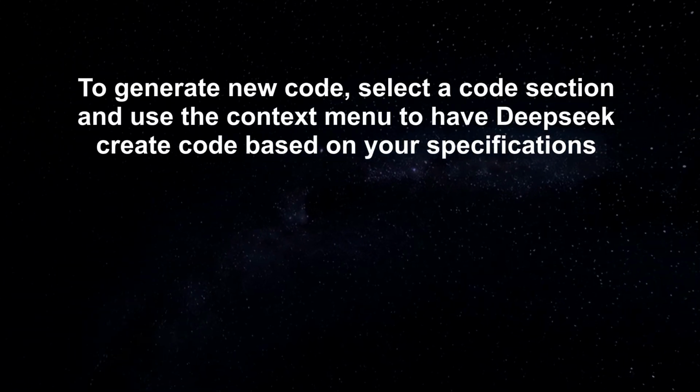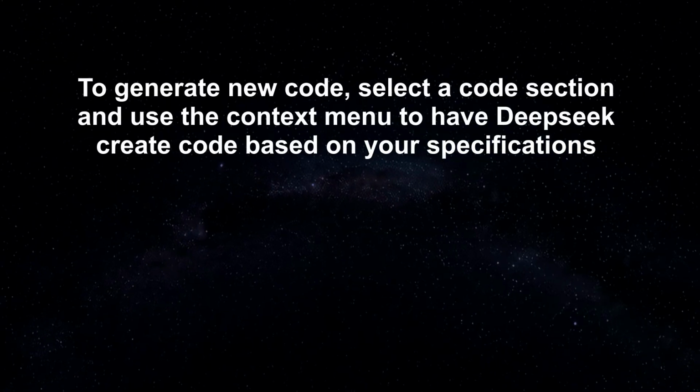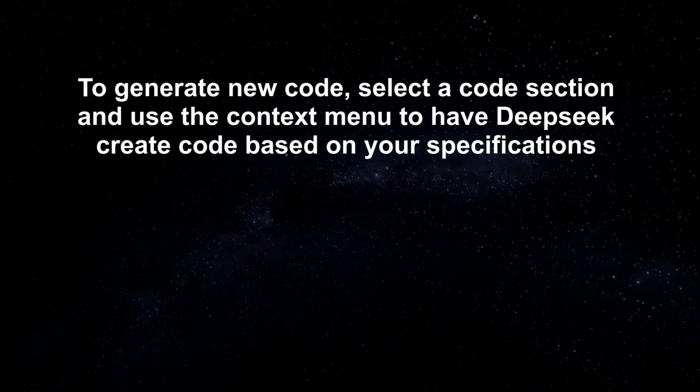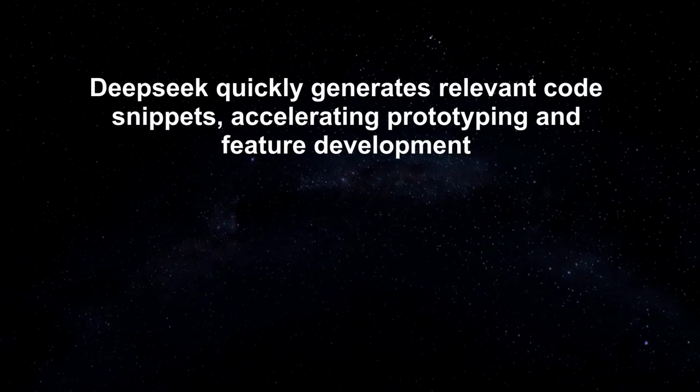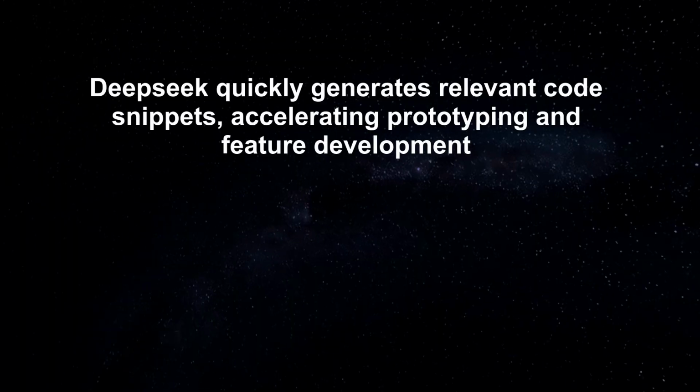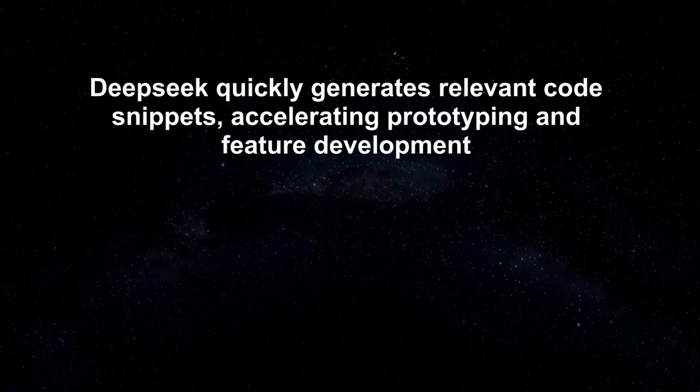To generate new code, select a code section and use the context menu to have Deepseek create code based on your specifications. Deepseek quickly generates relevant code snippets, accelerating prototyping and feature development.